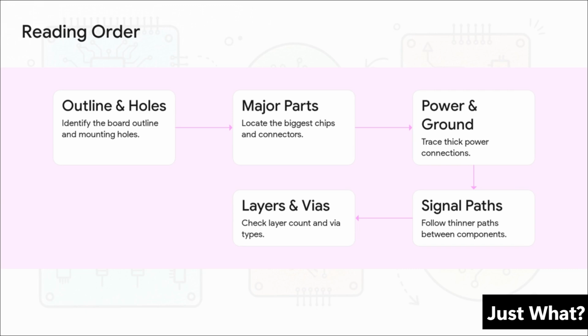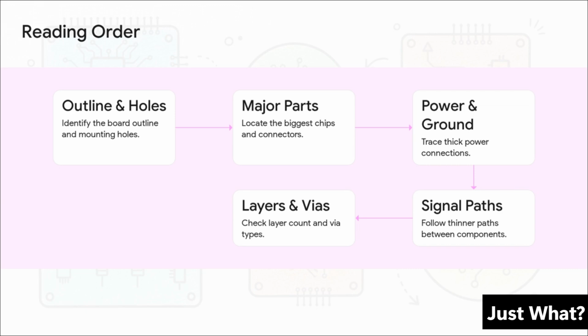Step 1. Start macro. Identify the board outline and the mounting holes. This instantly gives you physical context. Step 2. Locate the major components. Find the big chips, the microcontrollers, or the chunky connectors. These are the main landmarks in your city. Step 3. Trace the power and ground connections. Find exactly where the electricity enters the board and how it distributes to those major landmarks using those thick traces or planes we talked about.